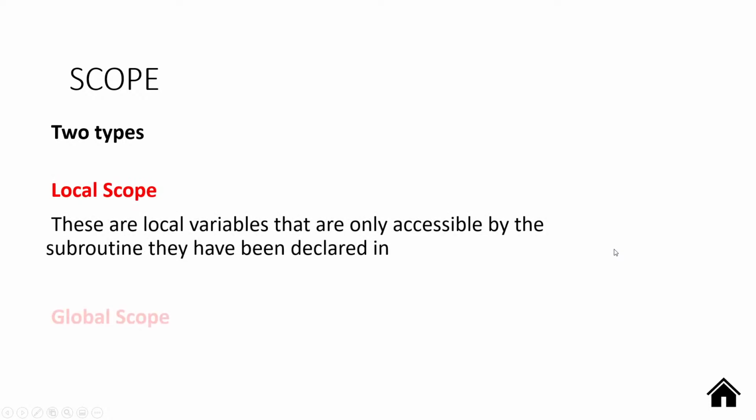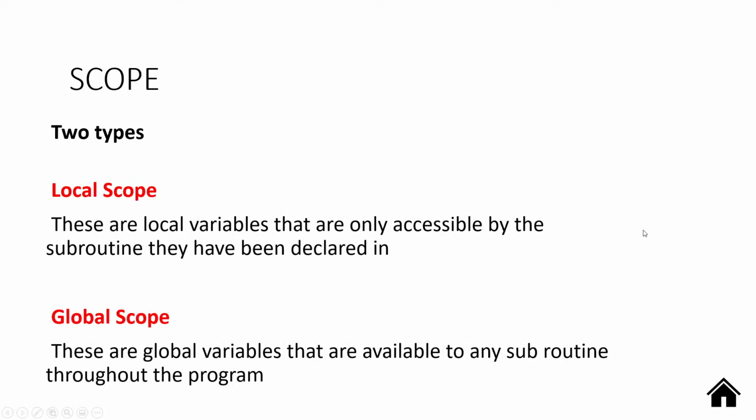There you go. So there's your definition for global and local scope. And don't forget, with both of these, you need to talk about the lifetime as well. So when these things die. Local dies when it hits the end of the procedure. Global dies when it hits the end of the program. Local scope: these are local variables that are only accessible by the subroutine they have been declared in. And global scope: these are global variables that are available in any subroutine throughout the program.